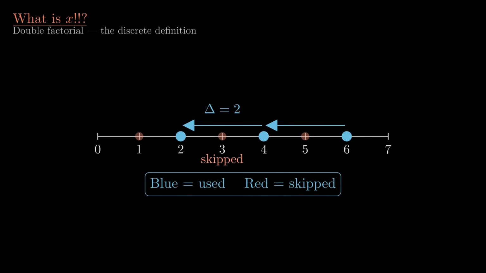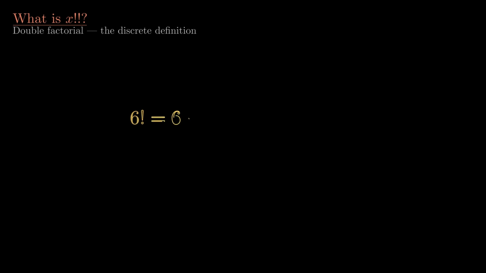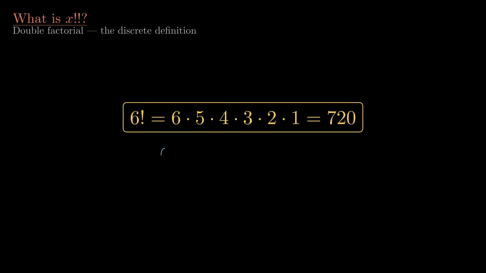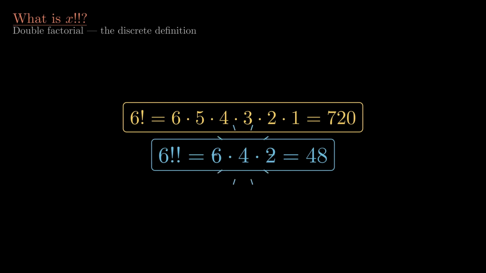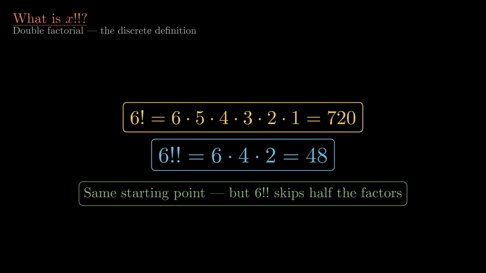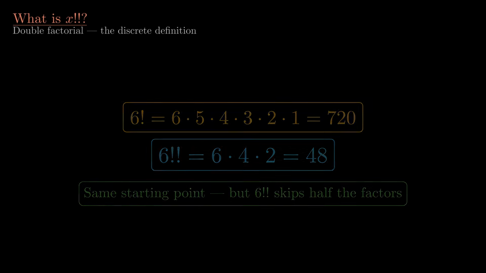Let's compare them side by side. 6 factorial gives us 720. 6 double factorial is just 6 times 4 times 2, which is only 48. Even though they start at the same number, the double factorial is significantly smaller because it skips half the factors.